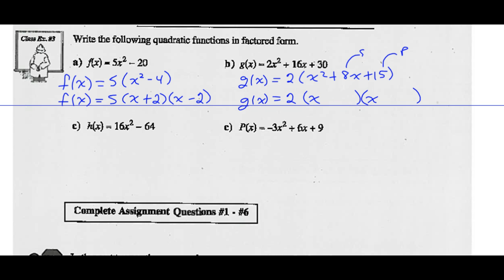So what are things that multiply to 15? 1 times 15, well that won't add to 8. 3 times 5 multiplies to 15, well that adds to 8. There we go, plus 3 and plus 5 are our factors.